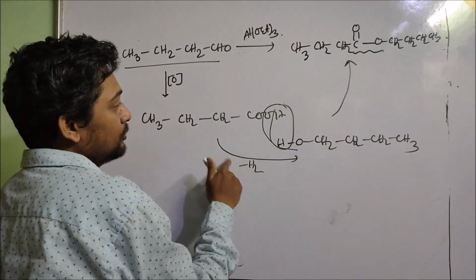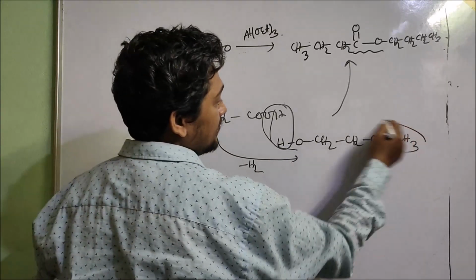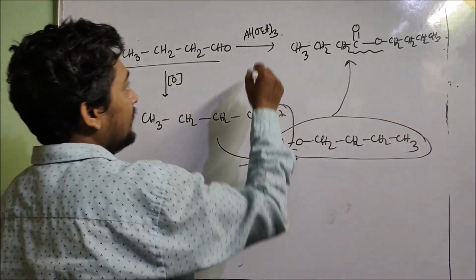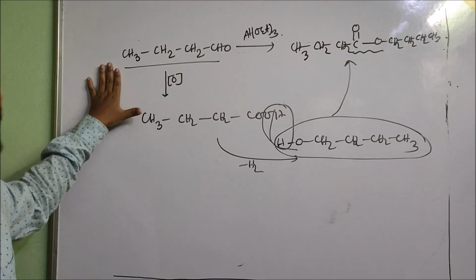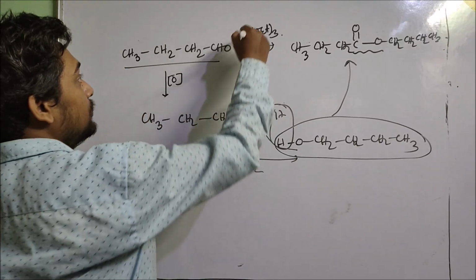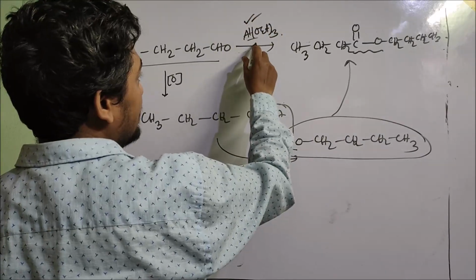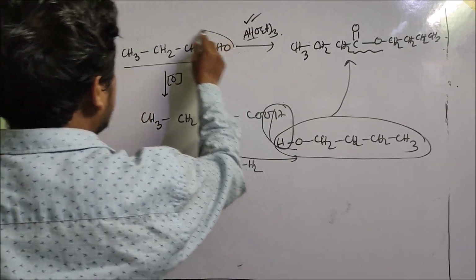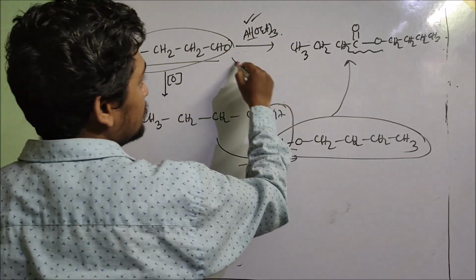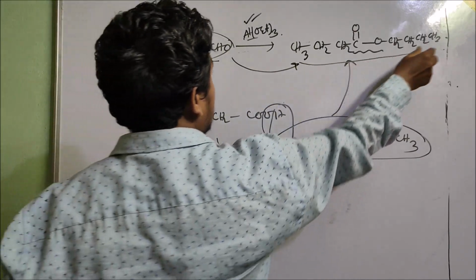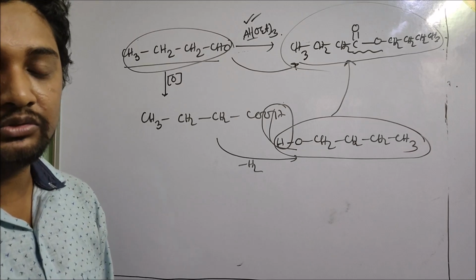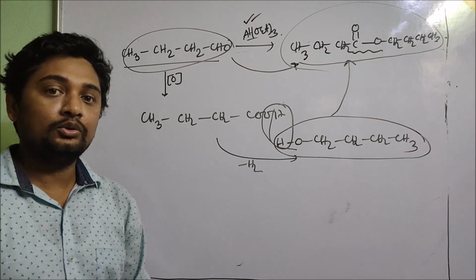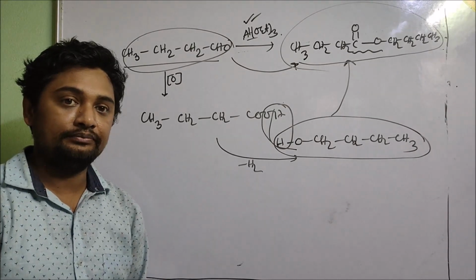But here there are so many steps and we need to add extra reagents. In the Tischenko reaction, if we use this aluminum triethoxide, then this aldehyde group converts into an ester in a single step. So this is the importance of these reactions. We can convert an aldehyde to an ester in a one step reaction.